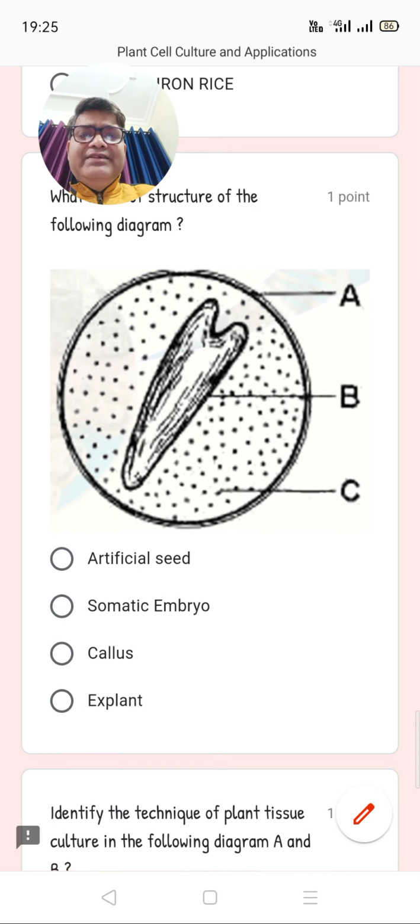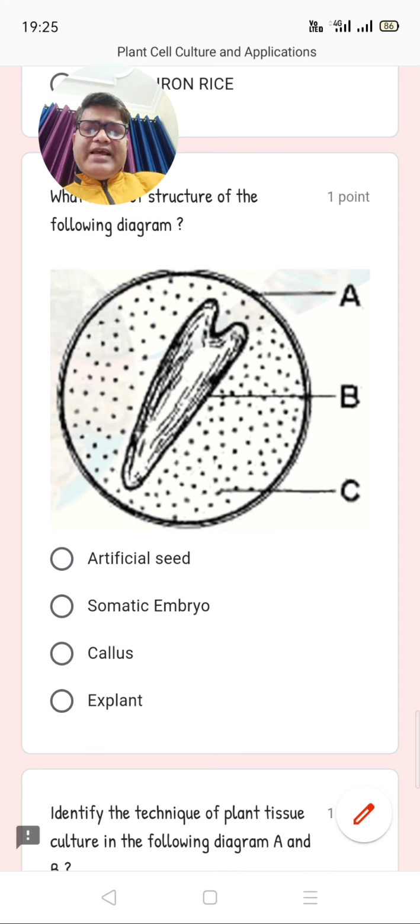So artificial seed, that is encapsulation of calcium alginates. Encapsulation of calcium alginates. This calcium alginate acts as a desiccating agent. You can observe the A layer is calcium alginate, B is somatic embryo and C is endosperm. So through this artificial seed we can rapidly multiply the seedlings of any plant varieties in adverse environmental condition as per the demand of farmers. Okay. So correct answer will be artificial seed.